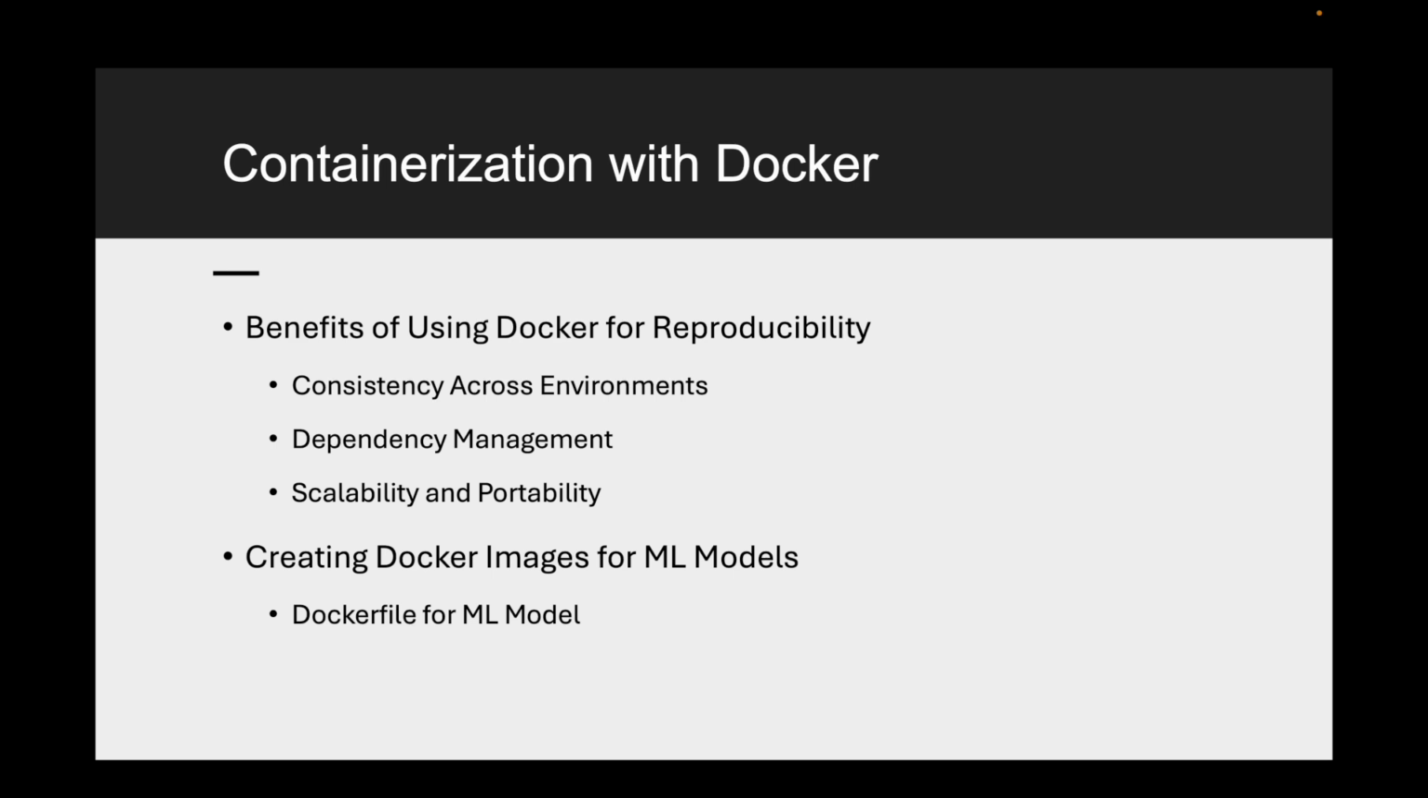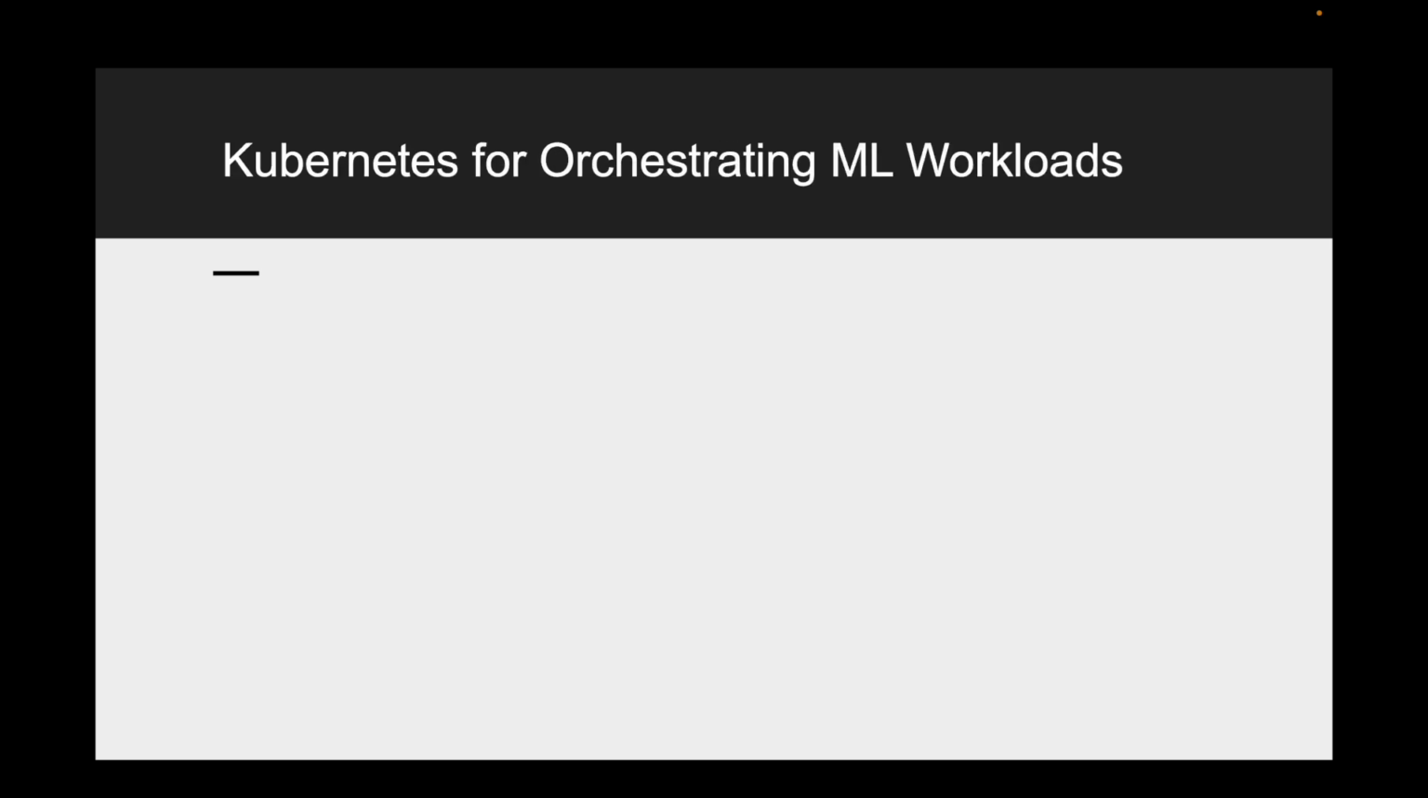You'll see that in our hands-on. Next, you have to build and run the Docker image. That's pretty much it. That's all you need to do. And we will be doing this in our hands-on at the end of this section. Next, let's look at Kubernetes for orchestrating ML workloads.